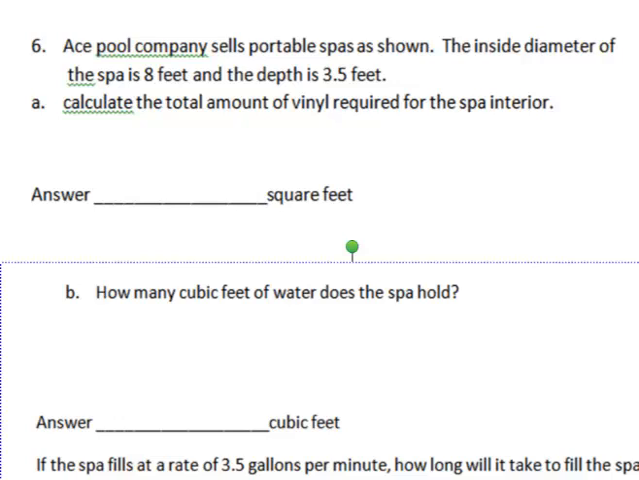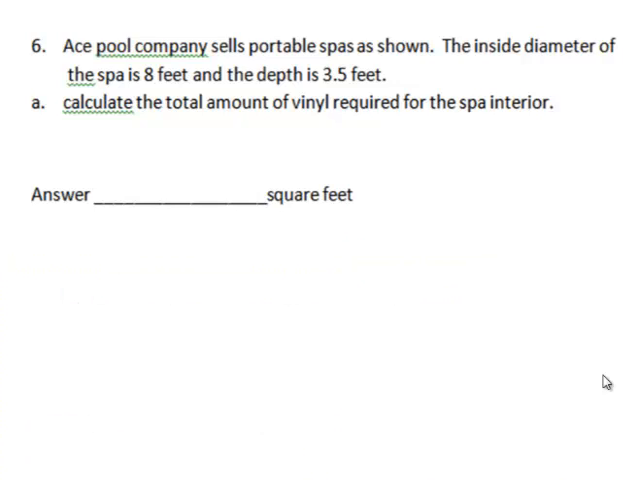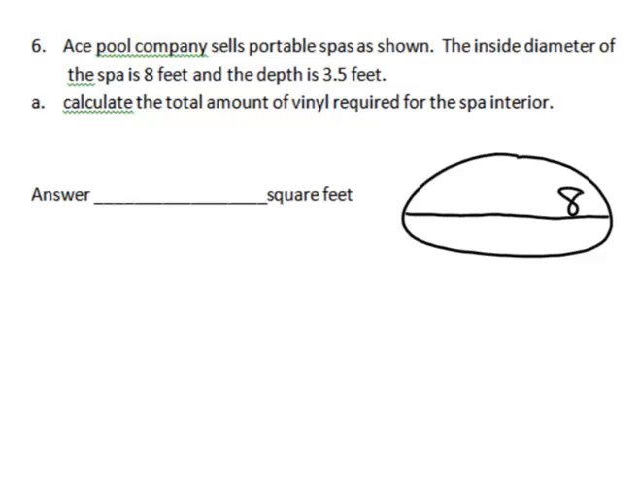All right, last question. Portable spas. The inside diameter of a spa is 8 feet. So I'm going to draw a circle. The inside is 8 feet. And then it's 3.5 feet tall. The spa is a cylinder. It's 3.5 feet tall.